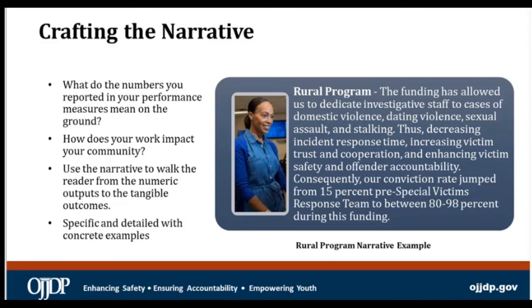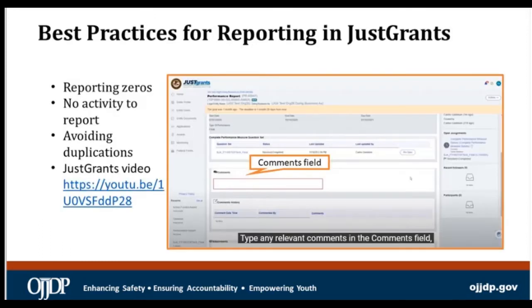Other things to think about when writing your narrative include providing evidence to support your conclusions and a discussion on what the funding has allowed you to do that you could not have done prior to receiving funding. You may want to include words like COVID-19 and pandemic when explaining COVID-19 adjustments to the program. On your screen, you see an example of the rural program narrative.